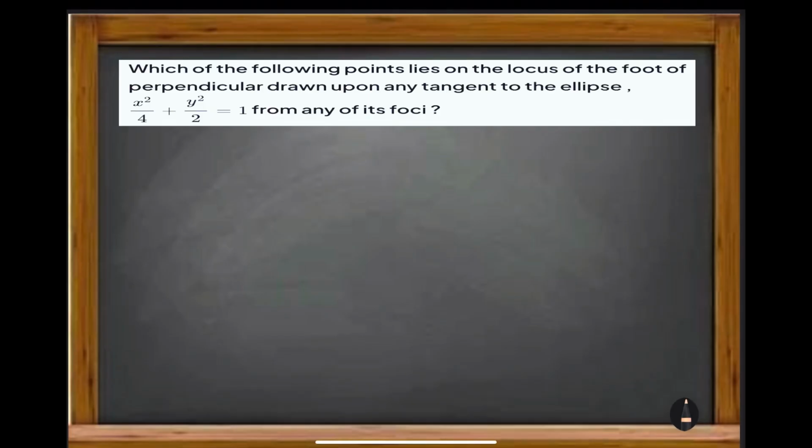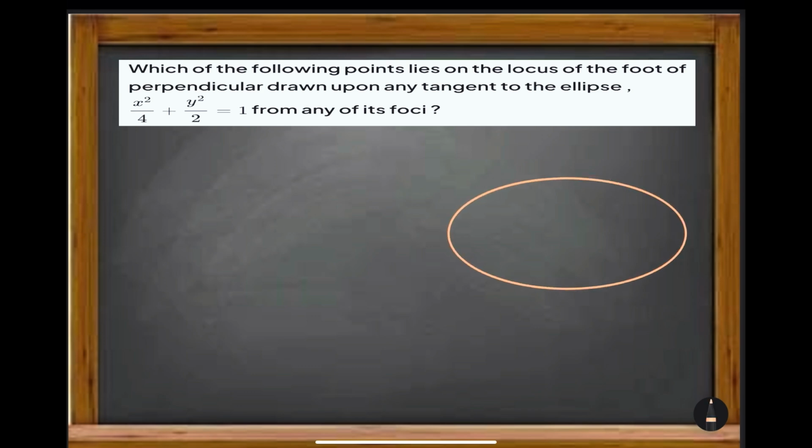Okay, so we got this situation. Which of the following points lies on the locus of the foot of perpendicular drawn upon any tangent to the ellipse from its foci? So you know that this is the ellipse and it is horizontal because a is bigger. So let's try to draw the diagram and try to understand the question first.